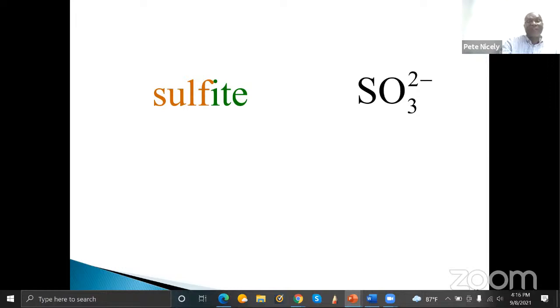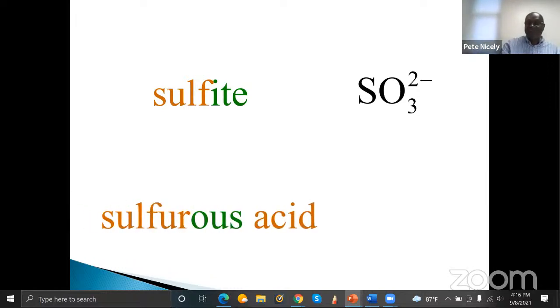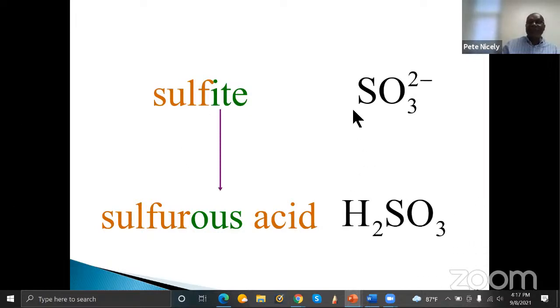So the question now becomes, what would be the corresponding acid? To get the corresponding acid, you simply add 2 hydrogen ions to this and you end up with this formula. And you'll notice a change in the name. The ITE ending of sulfite is replaced with OUS acid. So this is called sulfurous acid, all right?